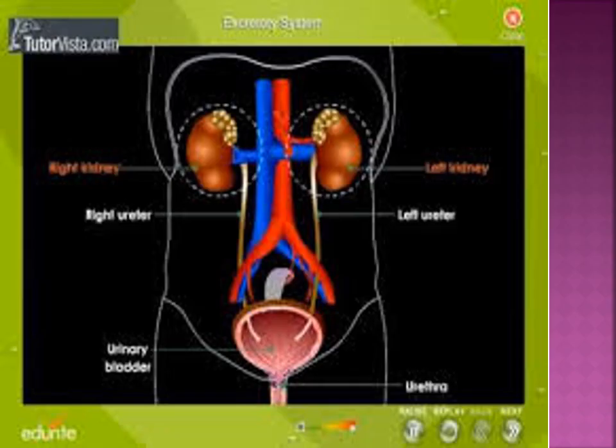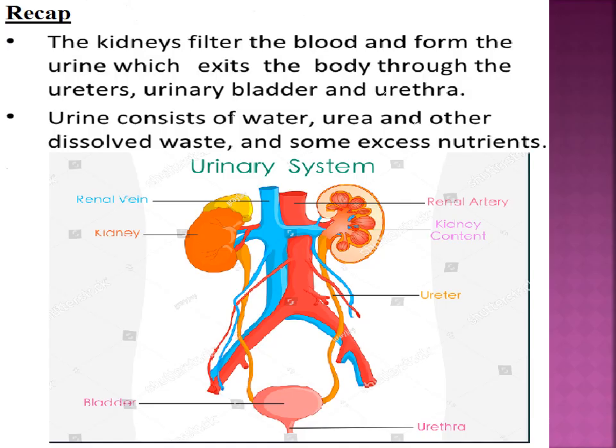Look at this. Kidneys. Then from the kidneys, the ureters arise. Then the urinary bladder, and then the urethra. Urine will be formed and pass through these ureters, be collected in the bladder, and then move out through the urethra. Urine consists of water, urea, other dissolved waste, and some excess nutrients. So up to this is clear.